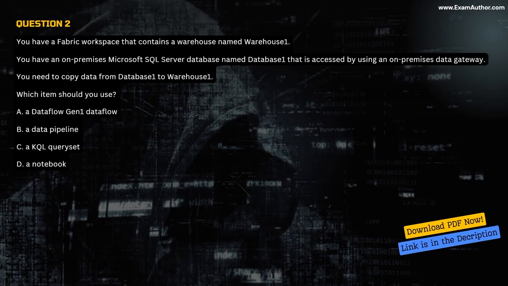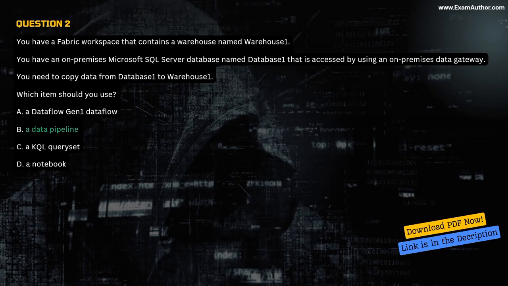Question 2. You have a Fabric workspace that contains a warehouse named Warehouse 1. You have an on-premises Microsoft SQL Server database named Database 1 that is accessed by using an on-premises data gateway. You need to copy data from Database 1 to Warehouse 1. Which item should you use? A. A data flow Gen 1 data flow. B. A data pipeline. C. A KQL query set. D. A notebook. Correct answer B.